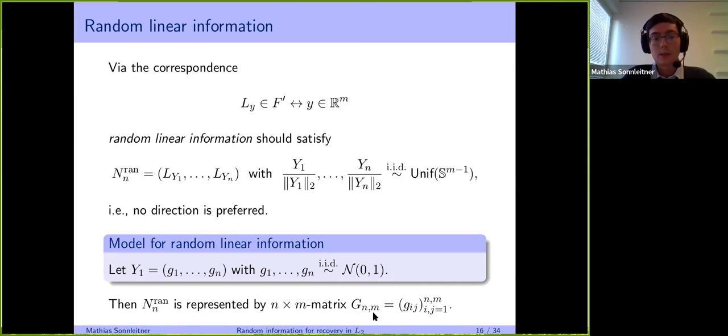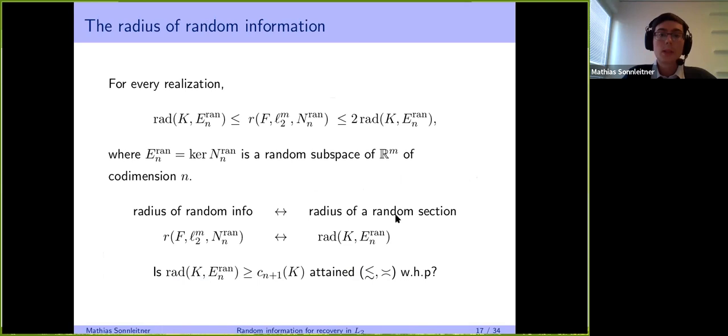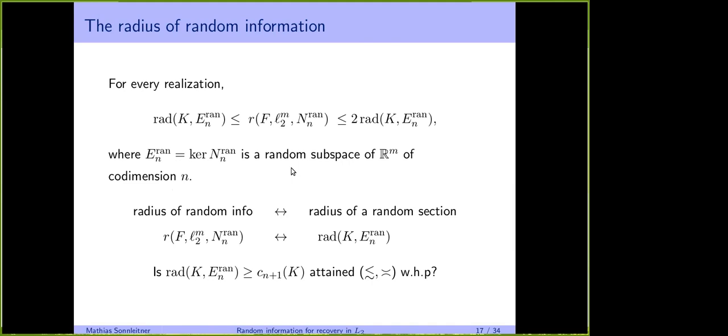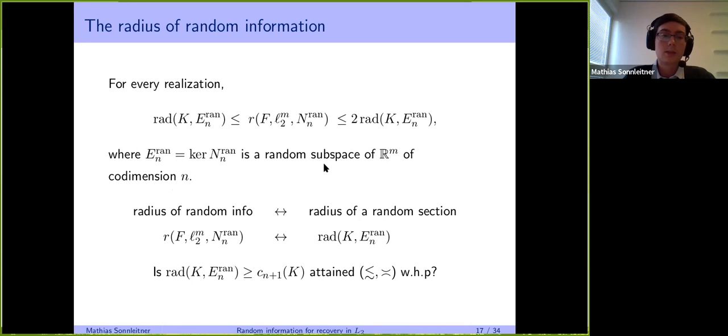Now, what can we say about random linear information? We can again use the previous equivalence to the radius. And now this radius of random information is, for each realization, equivalent to the radius of K intersected with a random subspace E_n, which is the kernel of this random information map. And in fact, it's uniformly distributed over the Grassmannian, which parameterizes all such subspaces. And we exclude the possibility, which of course has probability zero, that this is in fact a degenerate subspace.